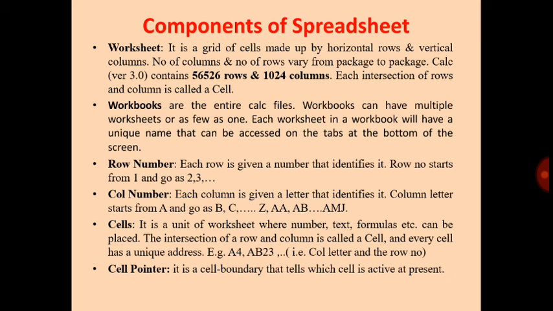Now let us discuss the components of a worksheet. The first term is worksheet. It is basically a grid of cells made up of horizontal rows and vertical columns. The number of columns and rows varies from package to package. Calc version 3.0 contains 65,536 rows and 1,024 columns. Each intersection of a row and column is called a cell.